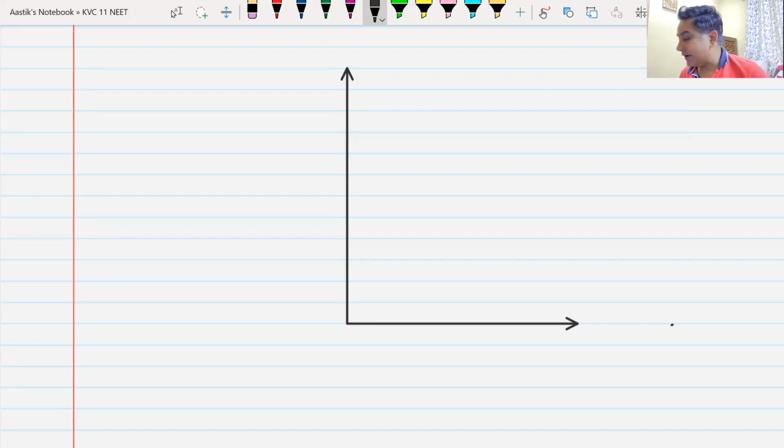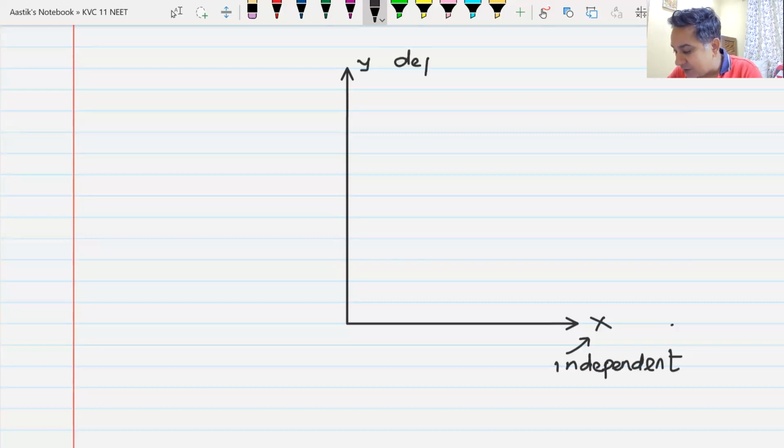Okay, what do you mean by graph? Every graph that you see has an x-axis and a y-axis, yes or no? This x-axis is known as the independent variable. Why is it known as the independent variable? Because I can give it whatever value I feel like, 0, 1, 2. This is known as the dependent variable.